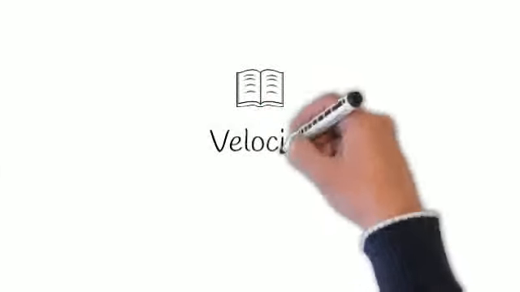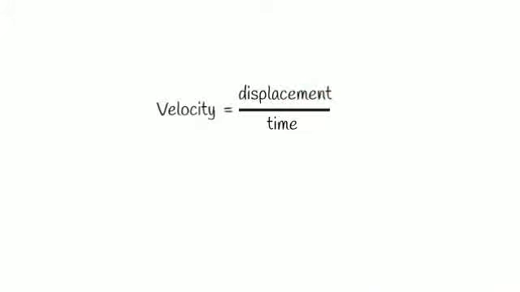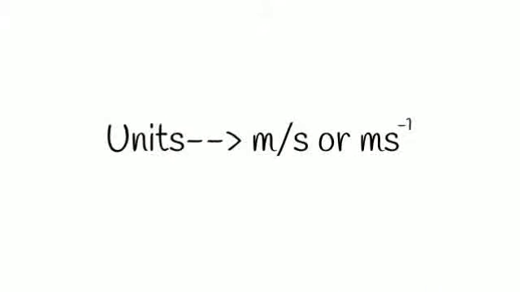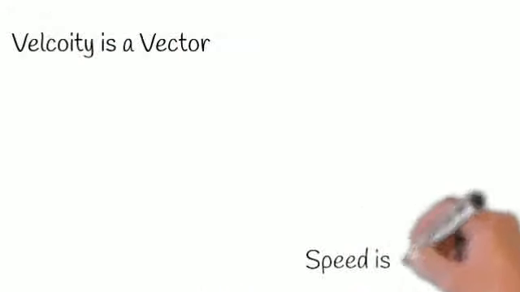Now, let's move on to the velocity. Velocity is defined as the displacement divided by time. It is similar to the speed, but it will have the direction. So, the velocity is speed with direction. It is also measured in meter per second. Velocity is a vector as it has both direction and magnitude, while speed is a scalar, as it has only magnitude. Let us see the third part of our topic, that is acceleration.